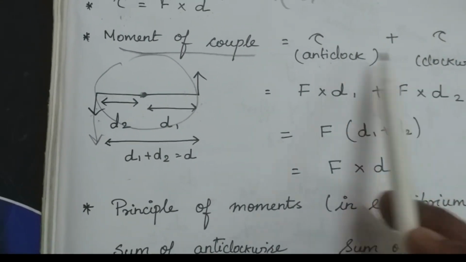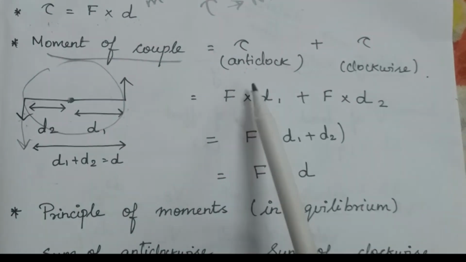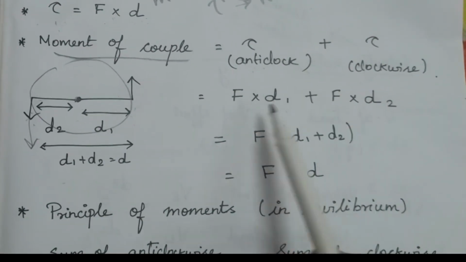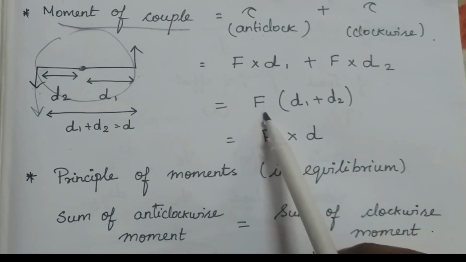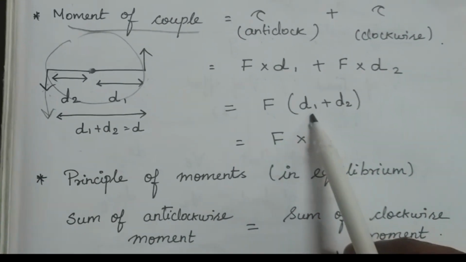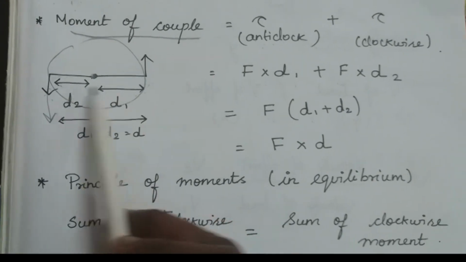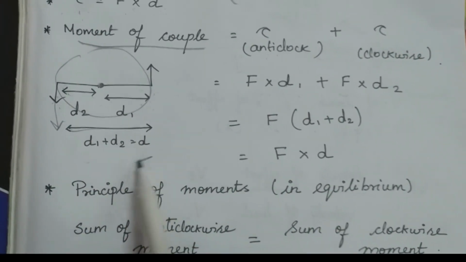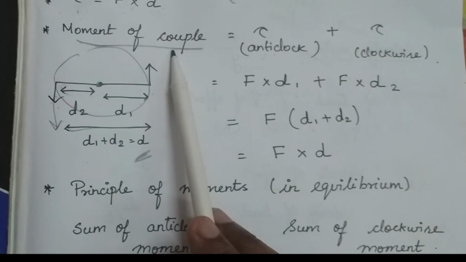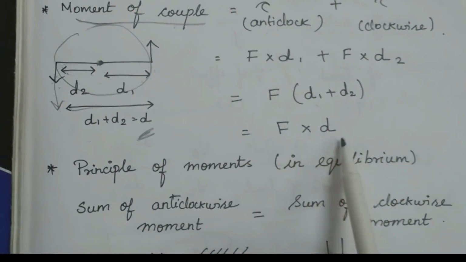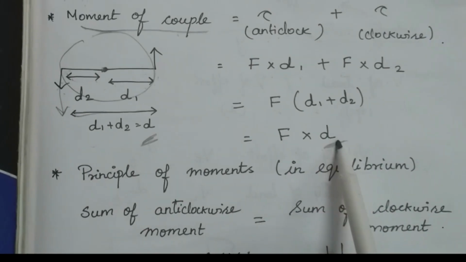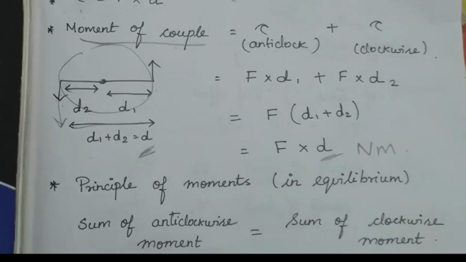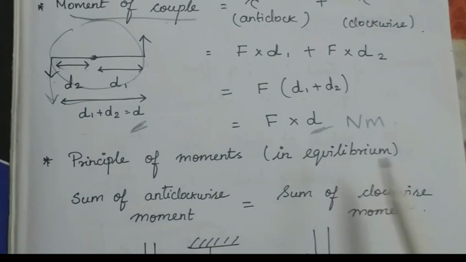So tau plus tau. For this the formula is, again, force into perpendicular distance, and for clockwise again it is force into perpendicular distance. Force is common in both the cases, so I can take F outside. So when I take F out, it becomes F into D1 plus D2. If I add D1 and D2, I will get the exact distance between the two forces. So I take it as D here. So moment of couple is F into D, where here it is not the perpendicular distance, it is the distance between the two forces. Again here, what would be the unit? It will be Newton meter, because for F it is Newton and for D it is meter.